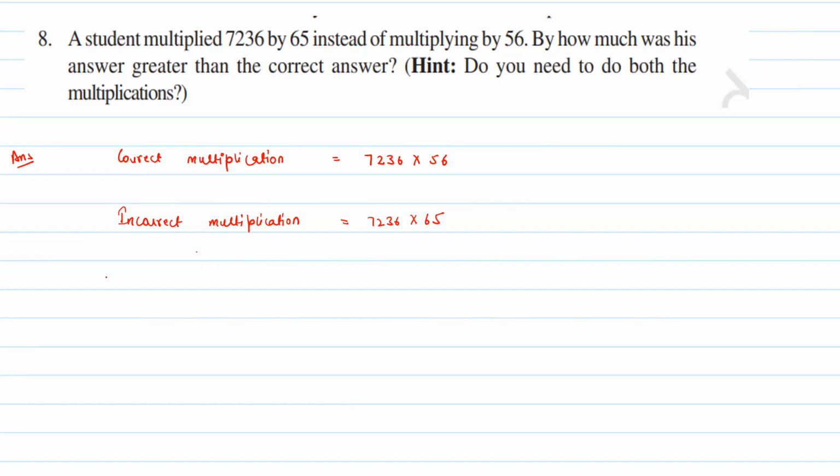We will use the properties here. The difference between correct and incorrect, because we know that incorrect number is bigger than the correct. So we will find the difference like that only. So we will first write 7236 multiplied by 65. From it, we will minus 7236 multiplied by 56. Understood?